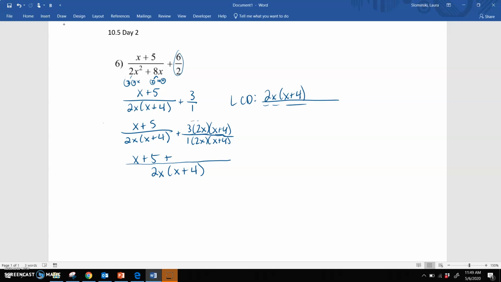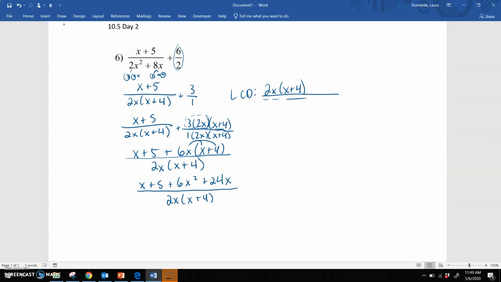I'm going to do that in 2 steps. When we multiply three things, multiply 2 together first. 3 times 2x is 6x times x plus 4. Now I'm going to need to distribute. So I have x plus 5 plus 6x squared plus 6 times 4 is 24x, all over that common denominator of 2x times x plus 4.